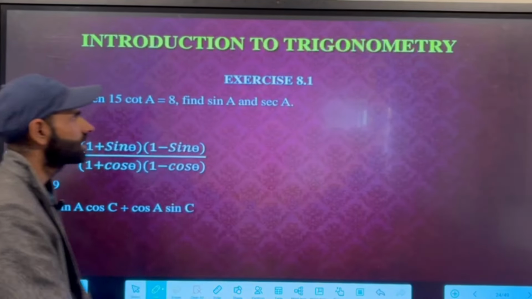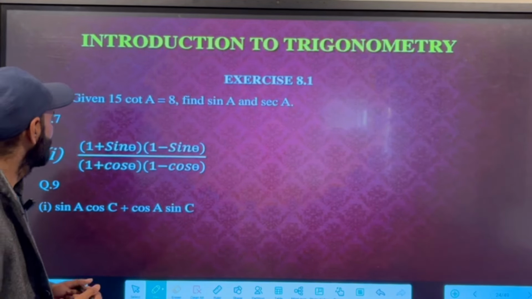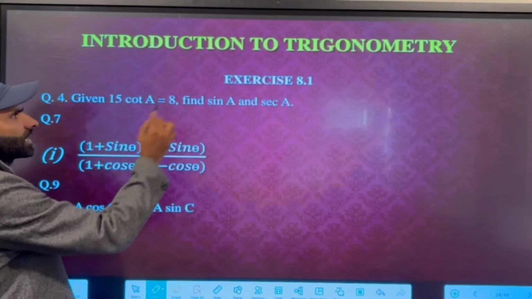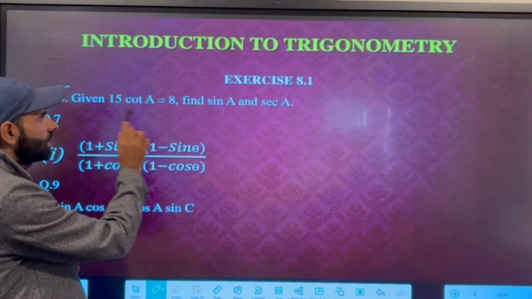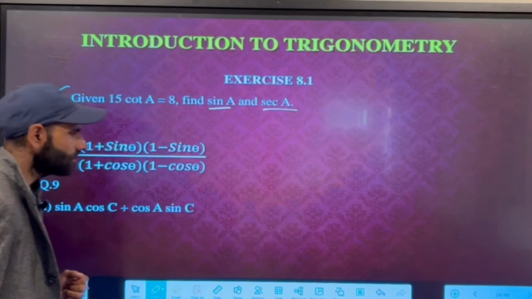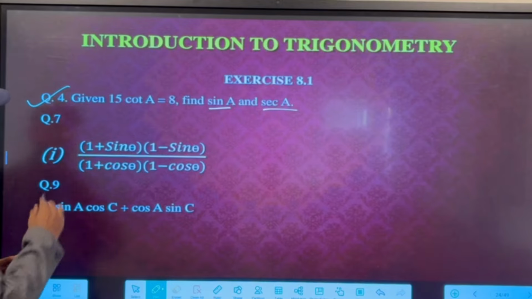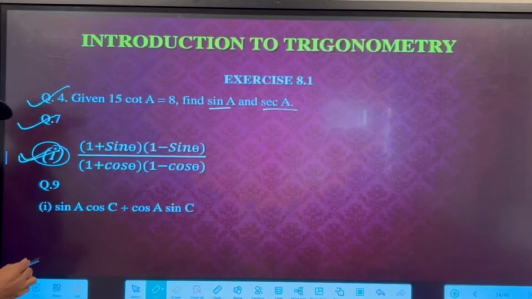Coming to the next chapter, Introduction to Trigonometry. Very important chapter. First of all, in exercise 8.1, question number 4: 15 cot A equal to 8, find sin A and sec A. From the same exercise, question number 7, part 1 is important.